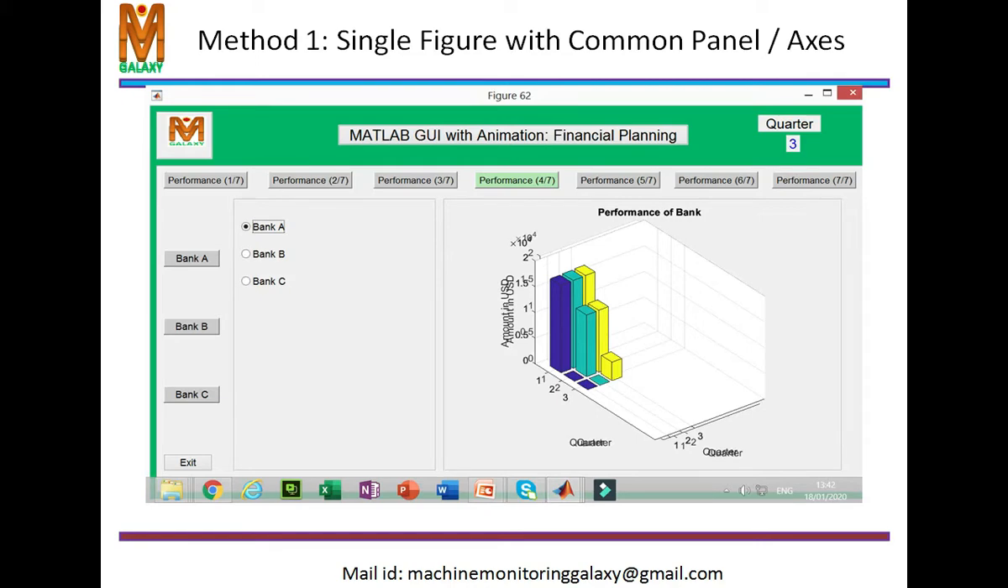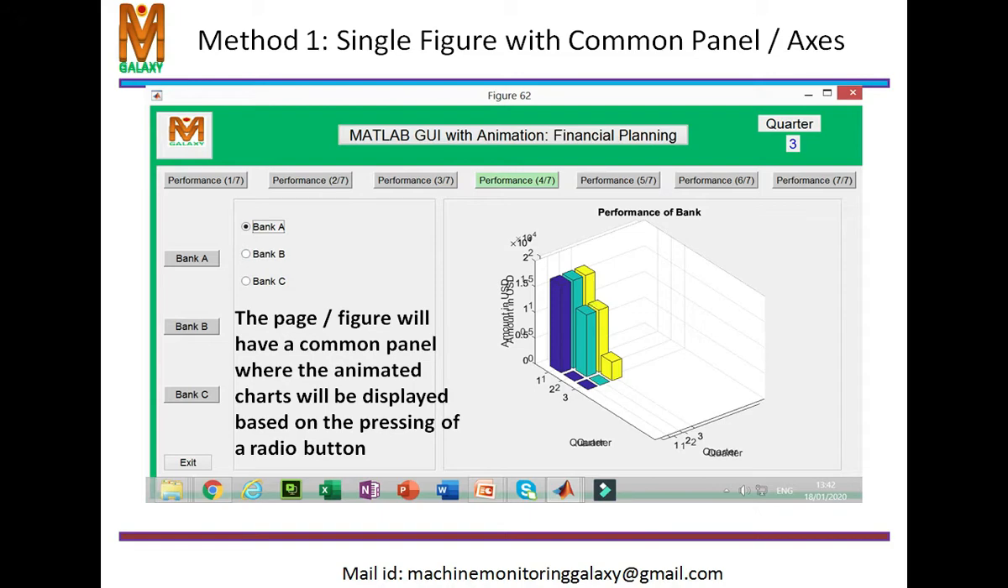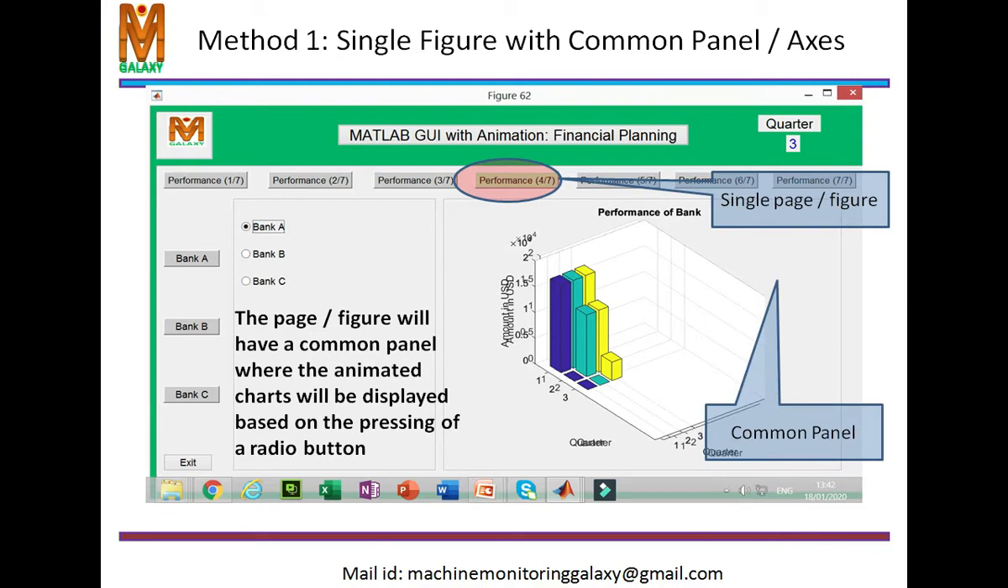So this is the example that we have discussed, that radio buttons A, B and C are there, and this is the common panel. So this page figure will have a common panel where the animated charts will be displayed based on the pressing of the radio button. So this is the particular figure: a single figure and three different radio buttons and one common panel for the chart.